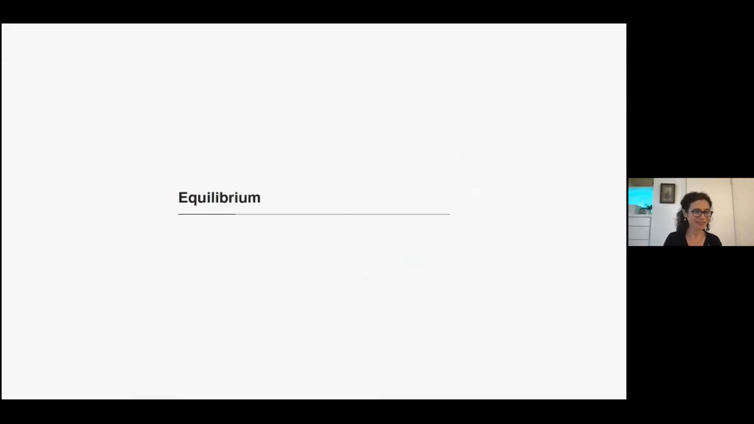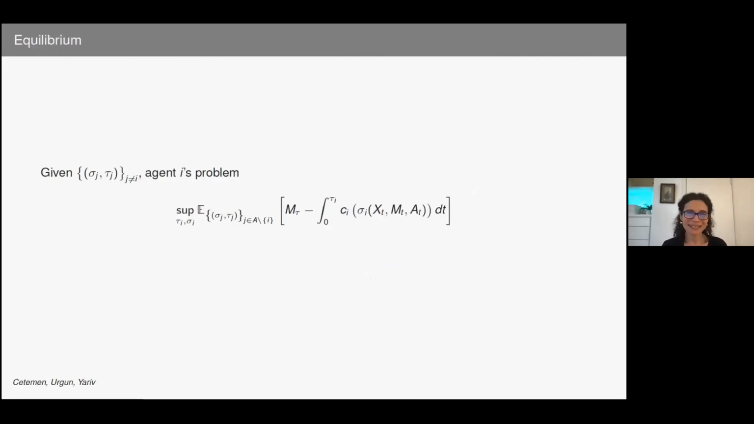All right, so now we're ready to characterize the equilibrium. So again, how do we think about equilibrium here? Each agent chooses their search scope, sigma j, and their stopping time, tau sub j. And then the agent's problem is just to maximize their objective given what everyone else is doing. So this is pretty standard. Just to remind you, their objective is just the maximum they get when they stop minus the flow costs that they exerted while searching.